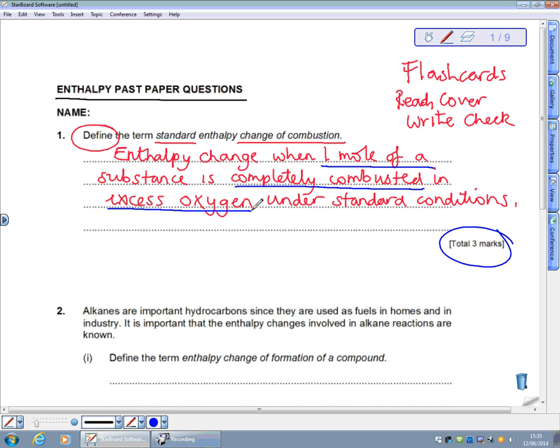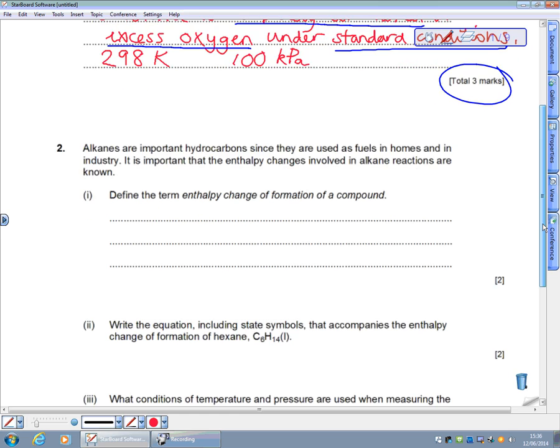For 3 marks, I may need to state what these standard conditions are. I'm not entirely sure yet, but I have stated that they need to be under standard conditions, and these are of temperature and pressure. The temperature value is 298 Kelvin, capital K because it is a scientist's name, and 100 kilopascals. Make sure that you have a flashcard that represents that definition, and we'll move on to question number 2.